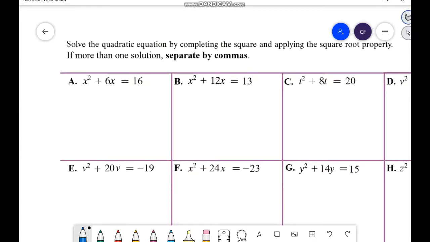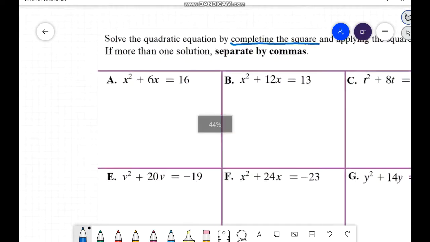Wait, what would we write for the bell work? The right answer is... We have to solve the quadratic equation by completing the square and applying the square root property. This completing the square part we have done yesterday. If you check the equations, they look like the expressions that we worked on yesterday.